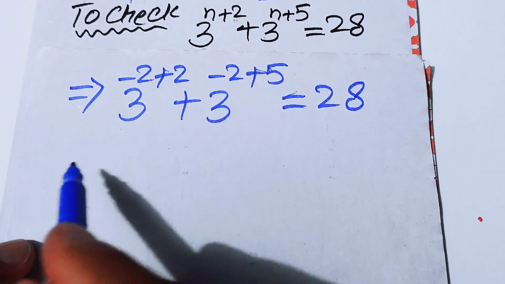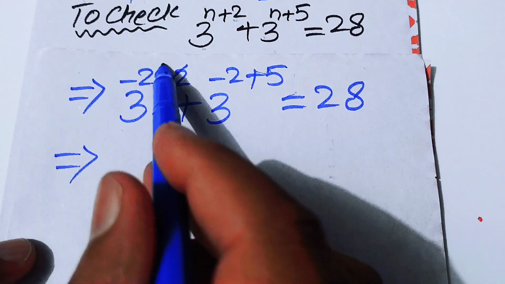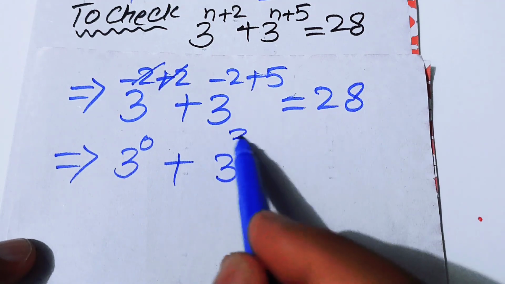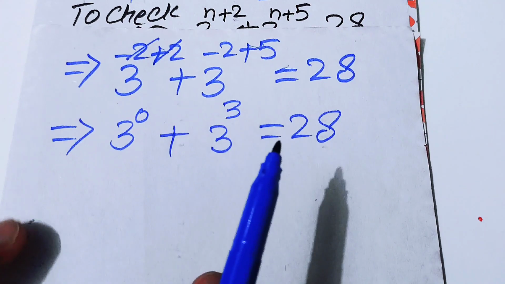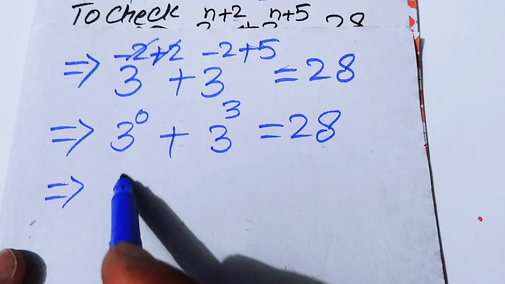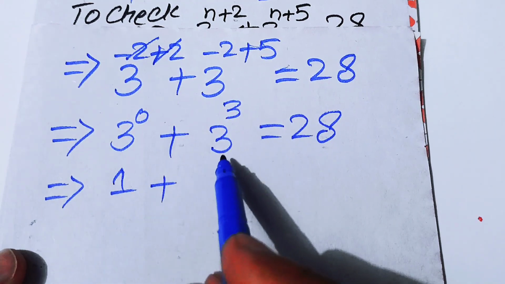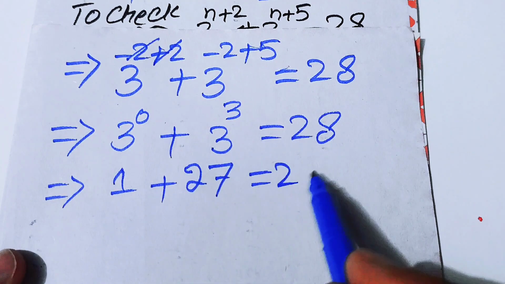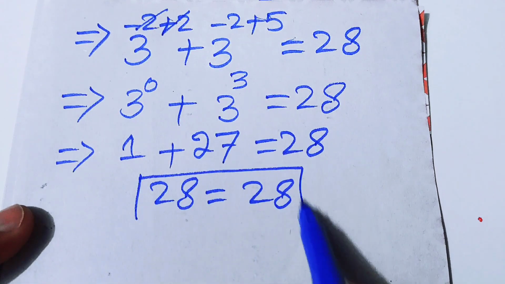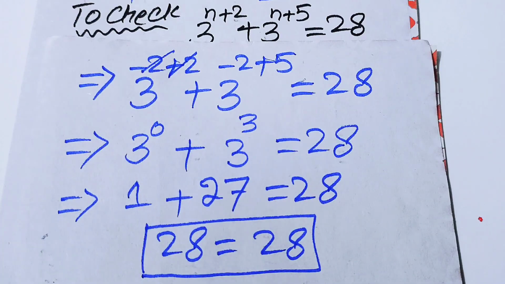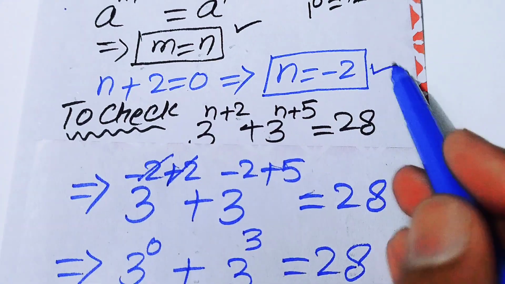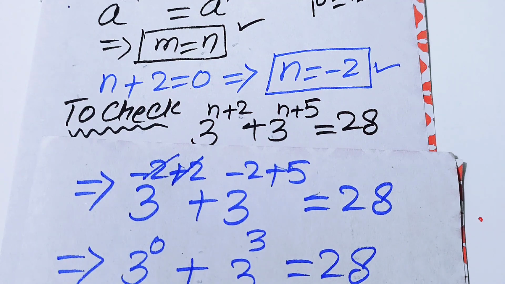And now we simplify a little bit and you see that these are gone and you get 3 to the power of 0 plus 3 to the power of minus 2 plus 5, which is 3, and the whole is equal to 28. In the above step I used the concept of exponent 0, so 3 to the power of 0 is equal to 1 plus 3 to the power of 3 is equal to 27, and the whole is equal to 28. So finally you get 28 is equal to 28. This shows that n is equal to minus 2 is the only solution of the given exponential equation, and this is our final answer.